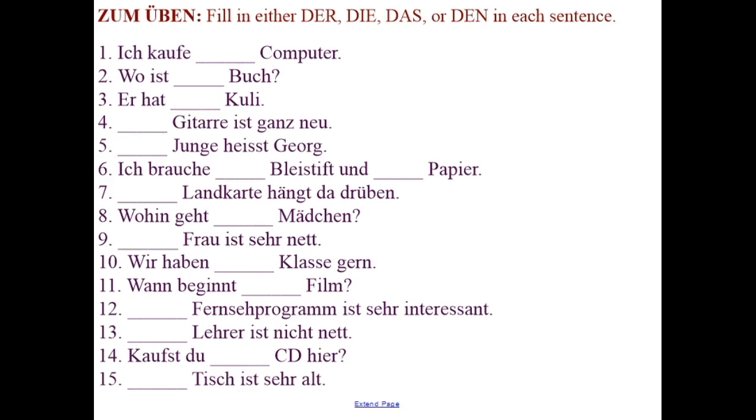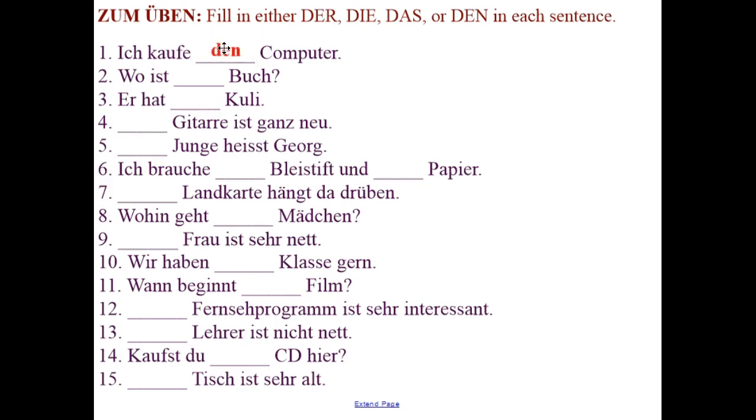Now I would like for you to pause this video and take down the following 15 sentences in your notes. Be sure to look up any nouns that you are unfamiliar with, using, for example, leo.org to find out the definite articles. These are all words either from this unit or from previous units that you should be familiar with. Fill in either der, die, das, or den, and then we'll go over them. Nummer 1.